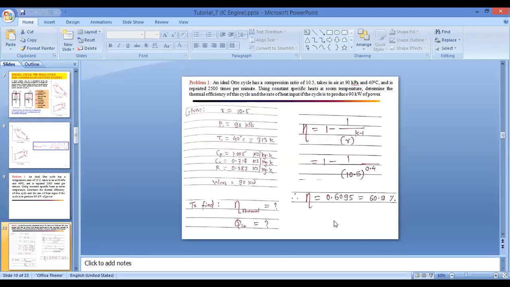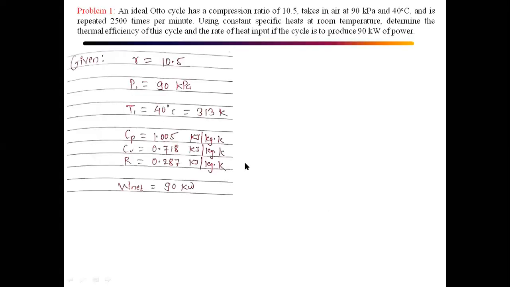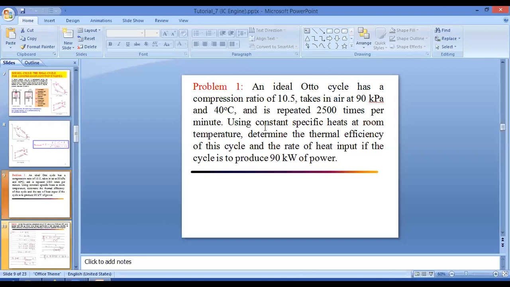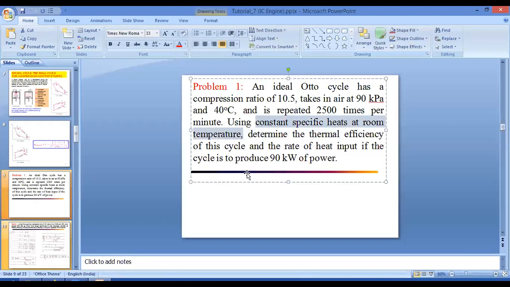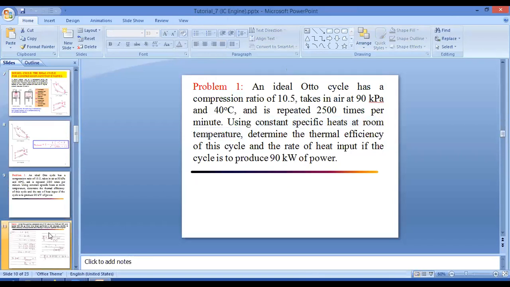So first of all, let us understand this numerical. Compression ratio R is given, pressure P1 and T1 are given, and one more sentence is given: using the constant specific heat at room temperature. The meaning of this is that we need to take the values of Cp, Cv, and R at room temperature. Please remember those values.